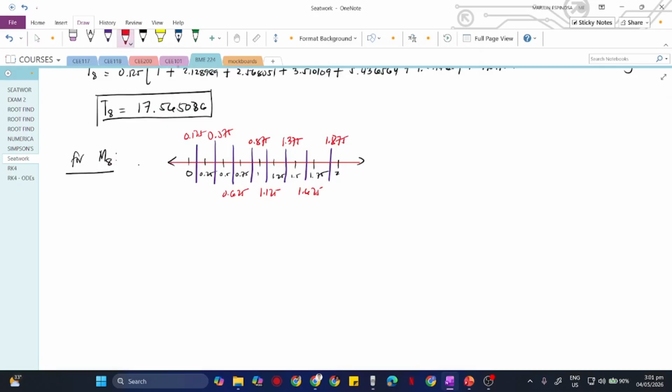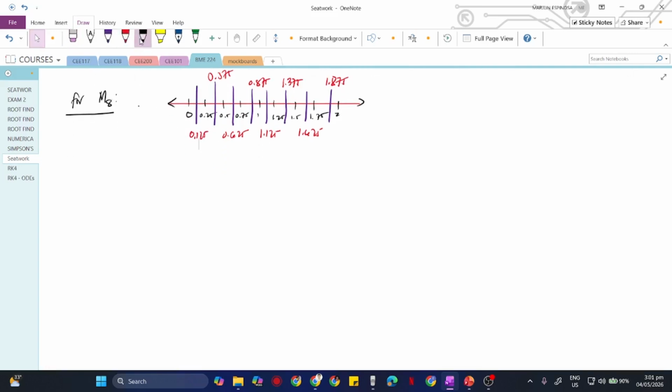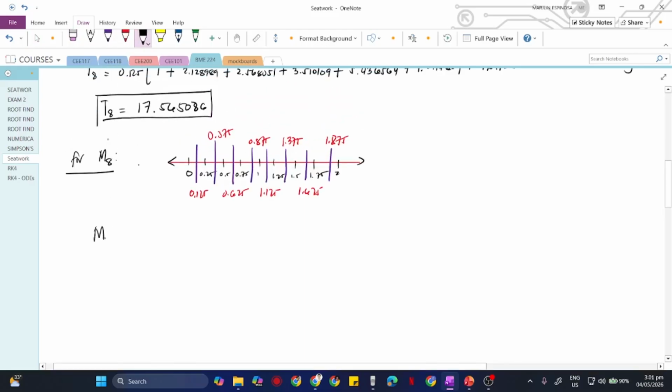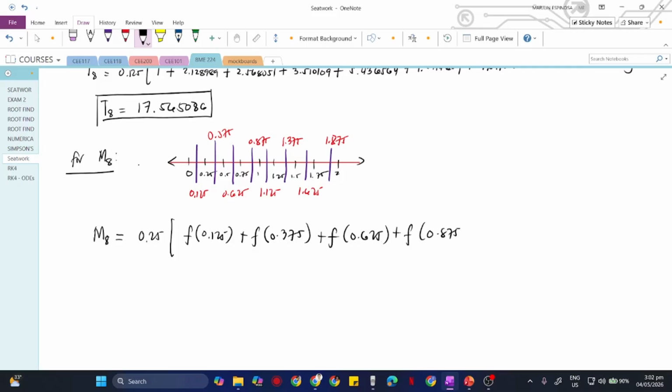Are those right? Those are our midpoints, right? We put them here, 0.125. So there are 8 midpoints. Therefore, we can now have our midpoint rule. 0.25 is our h or step size. Multiply that by f of 0.125 plus f of 0.375 plus f of 0.625 plus f of 0.875 plus f of 1.125, plus f of 1.375 plus f of 1.625.